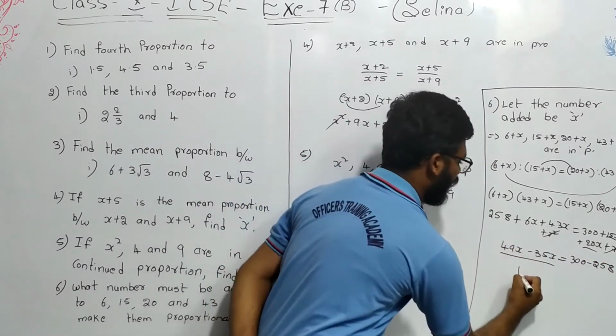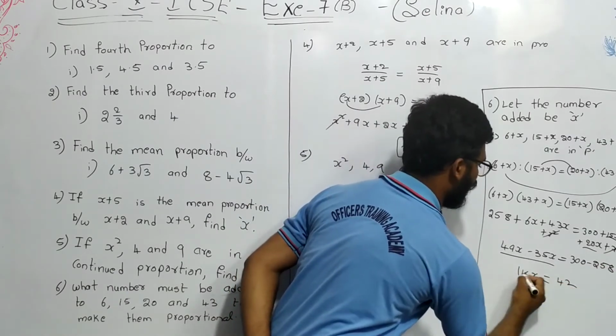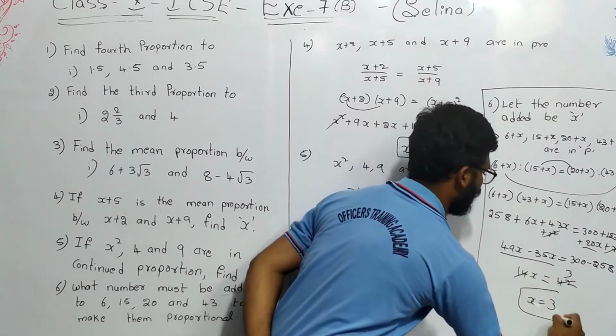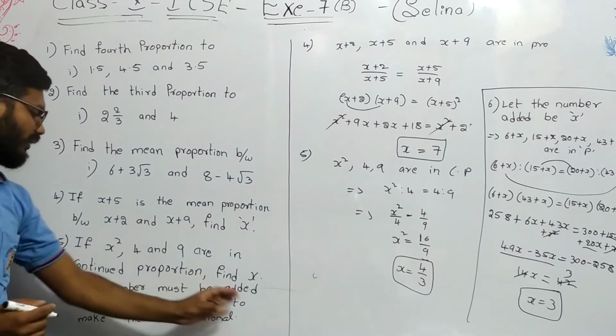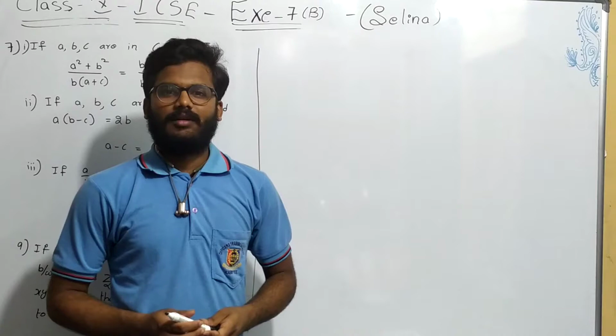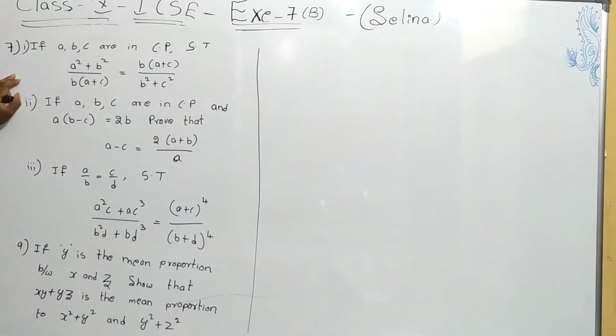So here how much you will get? 49 minus 35, so 14x is equal to here 42. So 14 ones, 14 threes. Therefore x is equal to 3. Therefore 3 should be added to all these numbers to make them in proportion. Next, see, these are the applications of proportion.